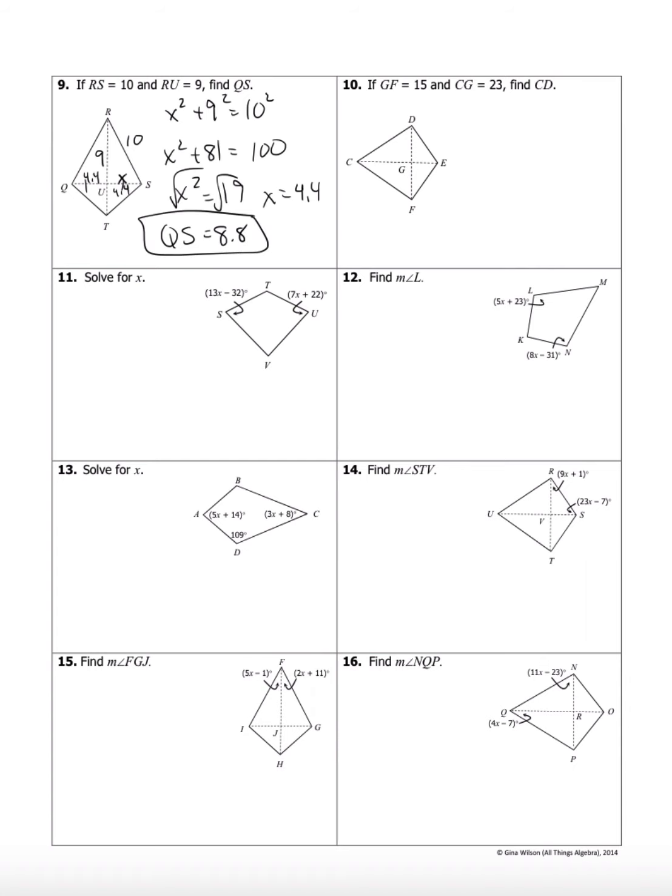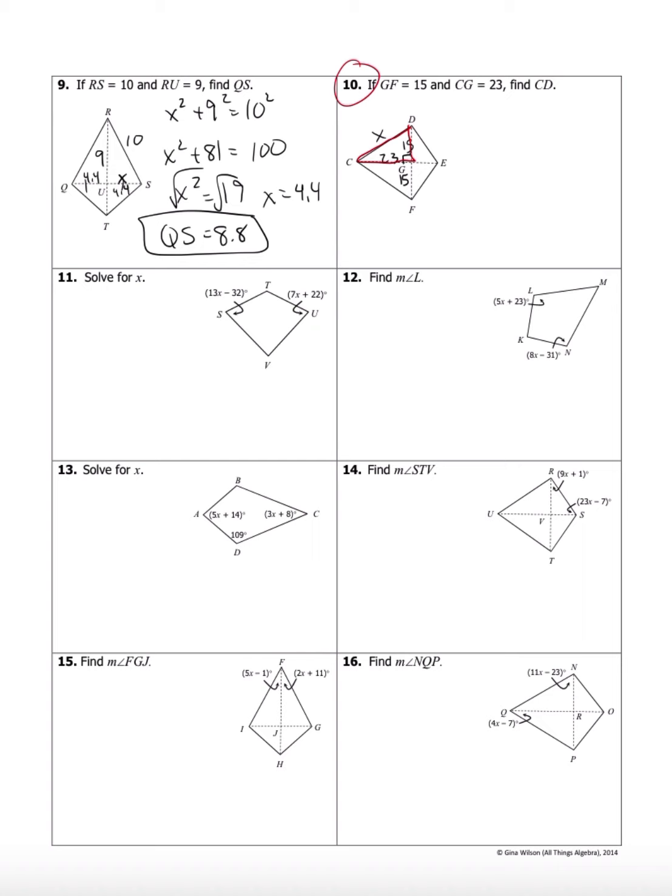Okay, number 10. GF is 15. CG is 23. We also know that this is 15. We're trying to find CD. Call that X. Use this triangle with the right angle there. Okay, do number 10. Fill it in.